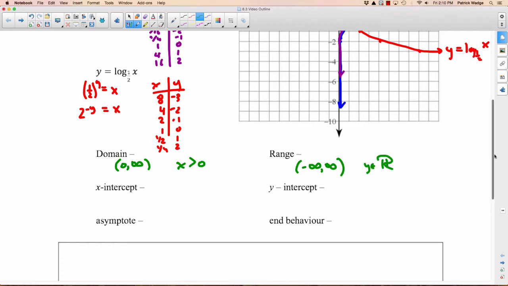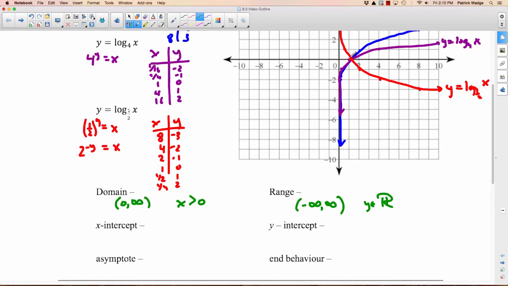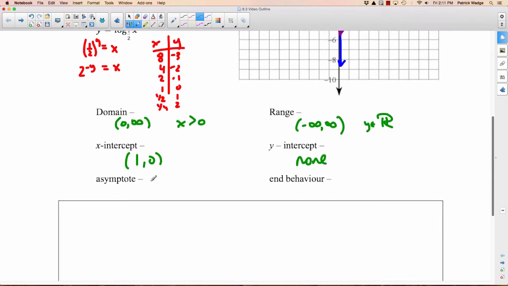The x-intercept. The x-intercept in every single case is the same. It's (1, 0). How about the y-intercept? There is none. It never crosses the y-axis because the y-axis is an asymptote. And in fact, that's the next question. The asymptote is the y-axis. And of course, the equation of the y-axis is x equals 0.